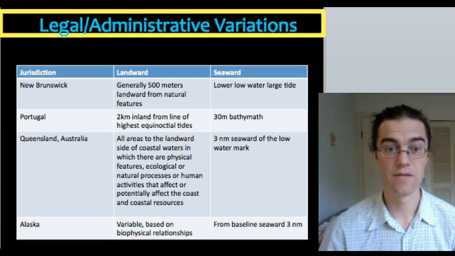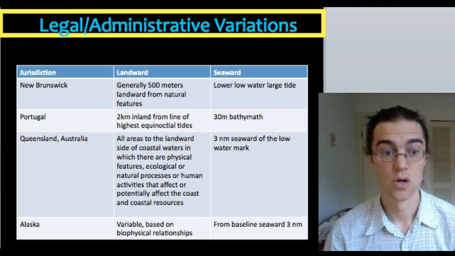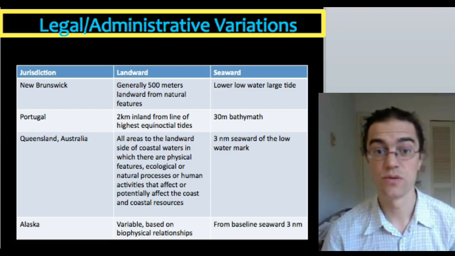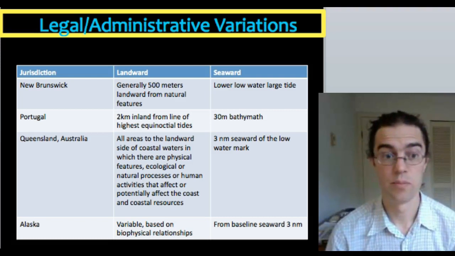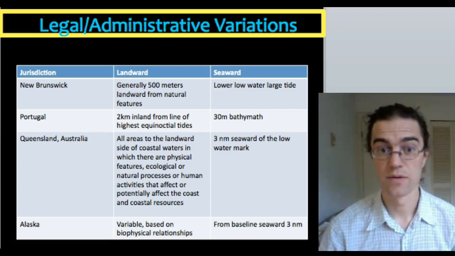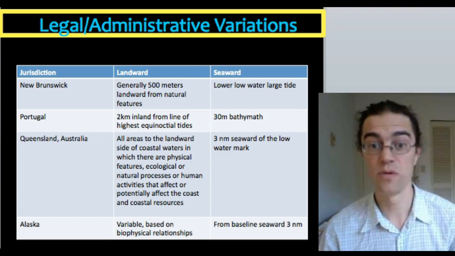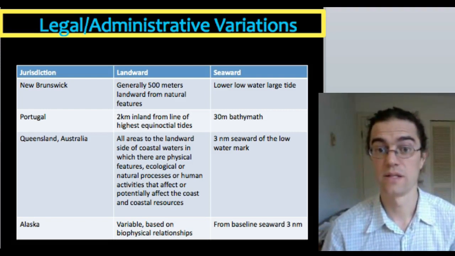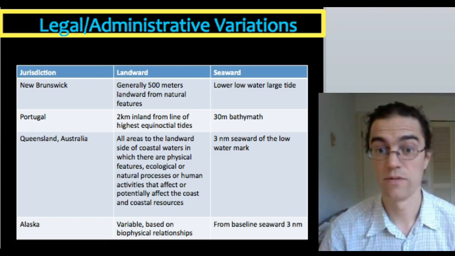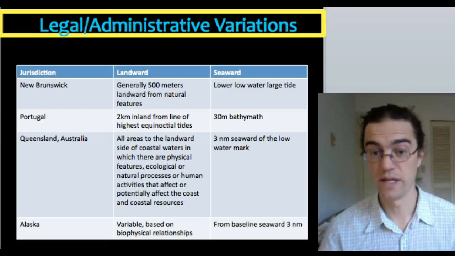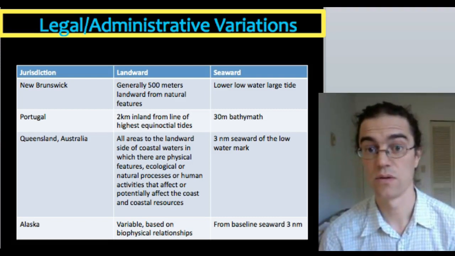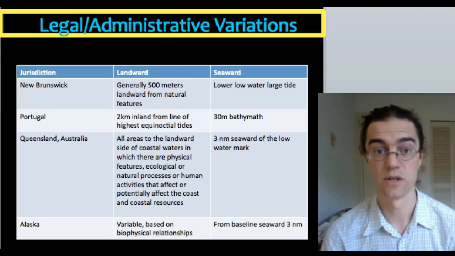And lastly here, though, we have Alaska, the state of Alaska. It's a small lowercase s in this case. Just north of here, three zones identified again, similar to New Brunswick. And on the landward side, though, just to start, their landward is technically variable based on biophysical relationships, to sum that up. And on the seaward side, from a baseline seaward from the, must have left off the technical baseline there, whether low water or high water or a mean between them, but extending 3 nautical miles. So quite an extensive range there, similar to Queensland.